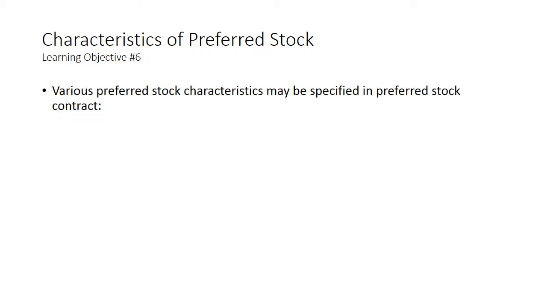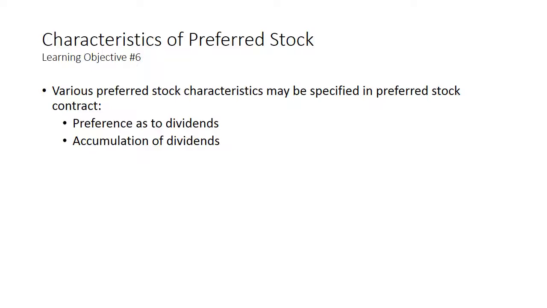Okay, so that's how we handle stock appreciation rights. Now we're going to look at preferred stock, which is different than common stock, and finish off the chapter talking about preferred stock. There are various preferred stock characteristics, and they may be specified in preferred stock contracts, so right on the stock certificate. They usually get dividends first, and there's usually already a stated dividend amount.